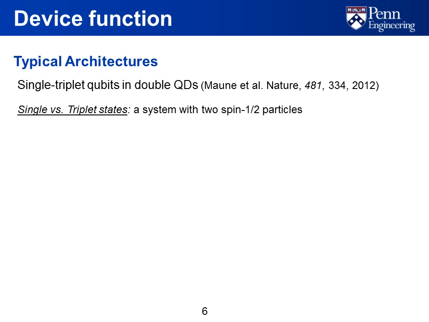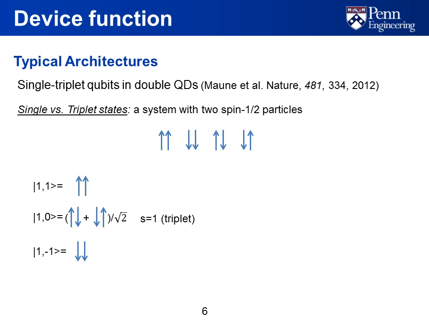Triplet spin states exist in a system with two spin-1/2 particles. There are four possible spin configurations: spin up in one quantum dot and spin up in the other, both quantum dots have spin down electrons, or one is spin up and one is spin down. Three of these states form the basis for spin equal to 1, namely |1,1>, |1,0>, and |1,-1>, which is called the triplet state. There is only one basis state for spin equal to 0, which is why it is called the singlet state.